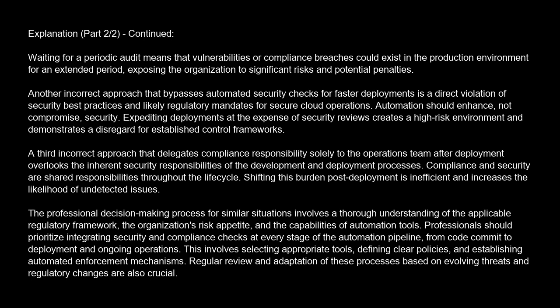The professional decision-making process for similar situations involves a thorough understanding of the applicable regulatory framework, the organization's risk appetite, and the capabilities of automation tools. Professionals should prioritize integrating security and compliance checks at every stage of the automation pipeline, from code commit to deployment and ongoing operations. This involves selecting appropriate tools, defining clear policies, and establishing automated enforcement mechanisms. Regular review and adaptation of these processes based on evolving threats and regulatory changes are also crucial.